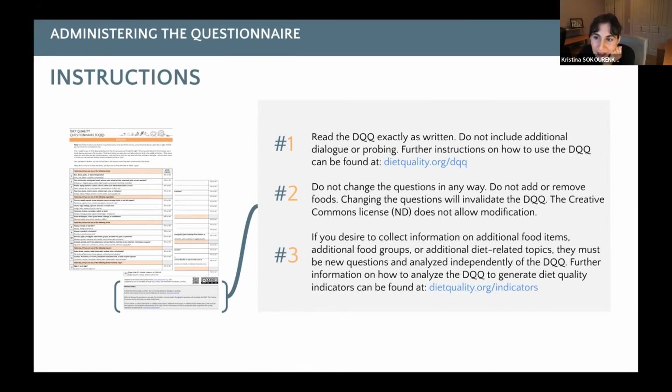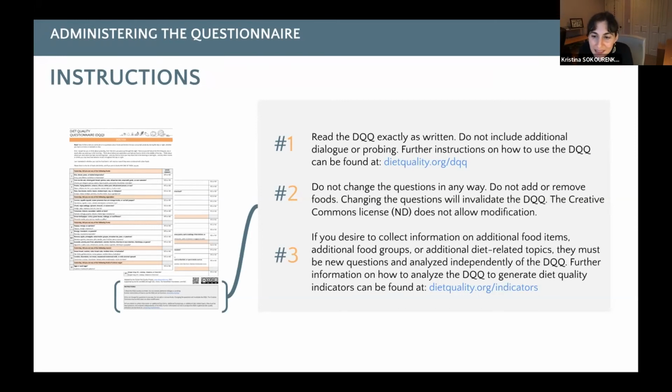Number 2, do not change the questions. Don't add or remove any foods. And this is because it's very likely that could invalidate the question, making it too long or including things that are not meant to be there. So we have license on these DQQs for public use, but it doesn't allow any modification.